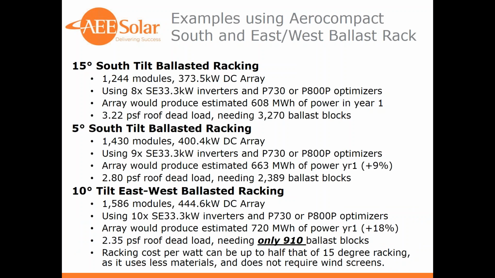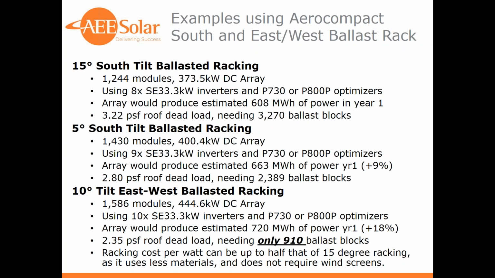Now, furthermore, the ballasting up on the roof there: that 15-degree south racking had a 3.22 PSF dead load with that specific site conditions, and we needed 3,270 ballast blocks to secure that racking. With the 5-degree south, we needed almost 1,000 less ballast blocks. We brought the dead load down to 2.8 PSF.